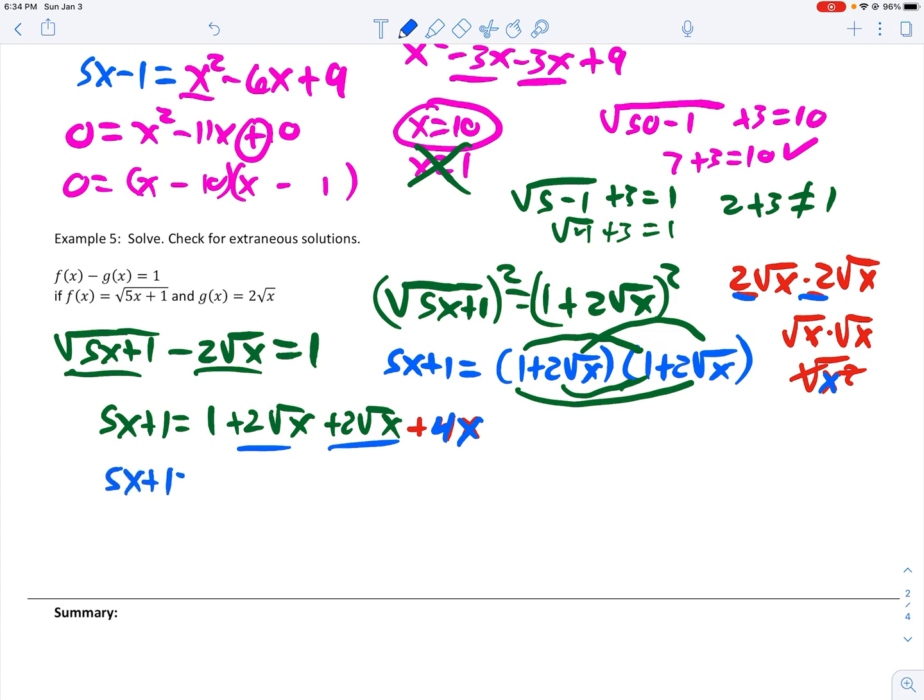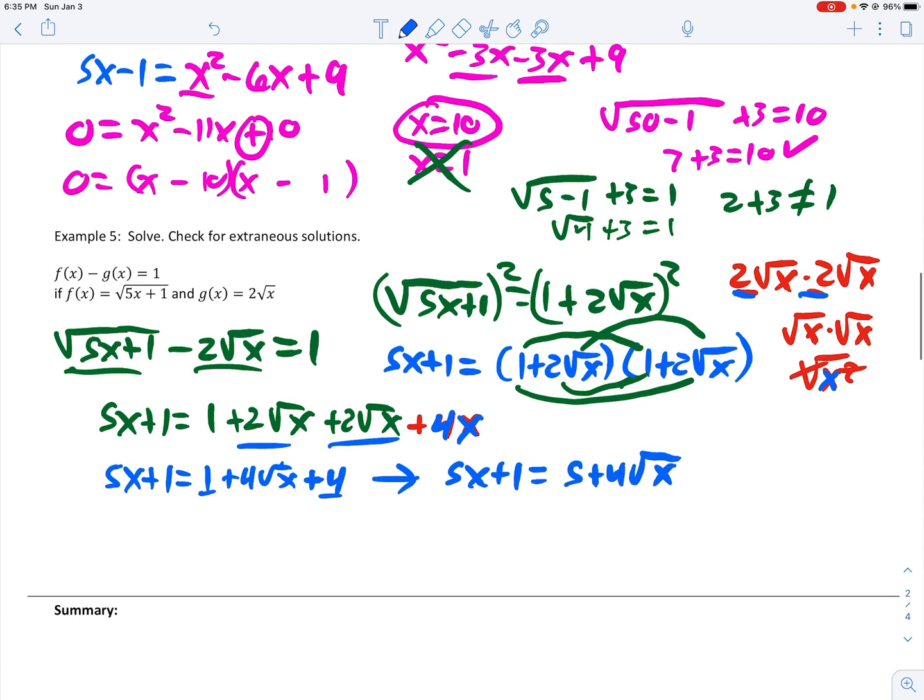So now I can combine like terms. So 5x plus 1 equals 1, 2 and 2 gives you 4 root x plus 4, because you have 2 and 2. That gives you 4 of them. Okay. So I see that there's a radical of x, so I know I eventually have to get rid of that. So I'm going to move everything over and then eventually square both sides again to get rid of the radical. So before I move everything, that's 5. So I have 5x plus 1 equals 5 plus 4 root x. So I'm going to subtract 5. So I get 5x minus 4 equals 4 root x.